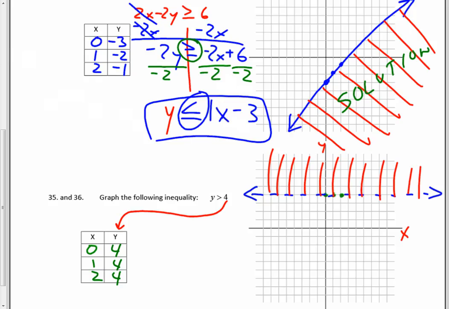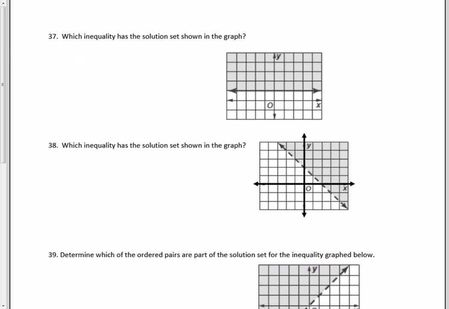Turn your paper over. Your shading should look this way. If you can't see it, shade in up here. Darken it in a little bit so you can see it.